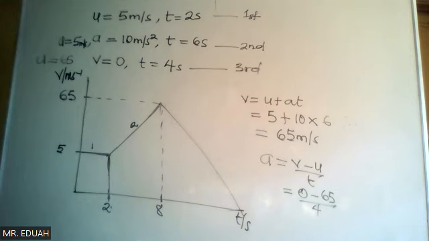Calculate the maximum velocity attained. Of course, the maximum velocity attained is 65 meters per second. We've calculated it.